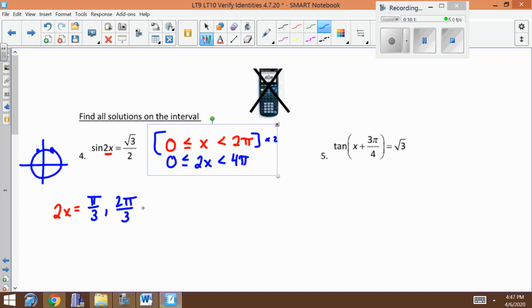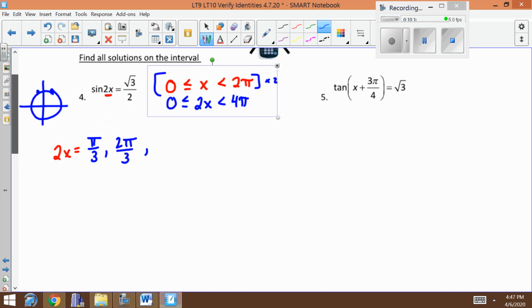But that means we still need to go a little bit bigger here. So we need to find the coterminal angles. So I'm going to add 2 pi, which is 6 pi over 3 if we're doing common denominators. So if I add 2 pi to pi over 3, that gives us 7 pi over 3. And if I add it to 2 pi over 3, that gives us 8 pi over 3. If you wanted to keep going, test it.